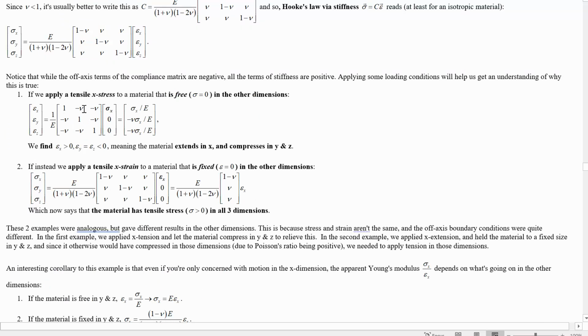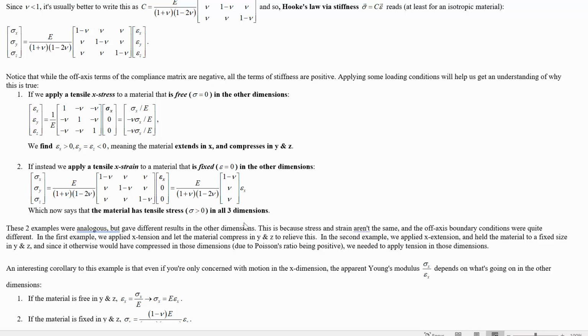Off-axis components in the compliance matrix tell you that stressing it in one dimension, other things equal, will lead to compressive strain in those dimensions. Off-axis components in the stiffness matrix tell you that straining it in one dimension, other things equal for strain, will lead to a requirement on tensile stress in those other dimensions as well.